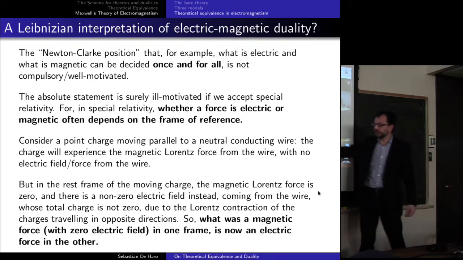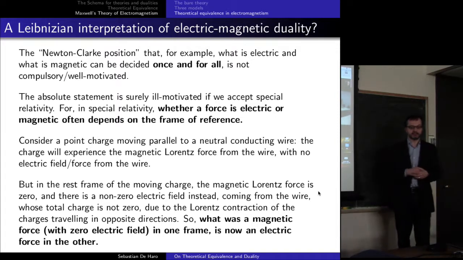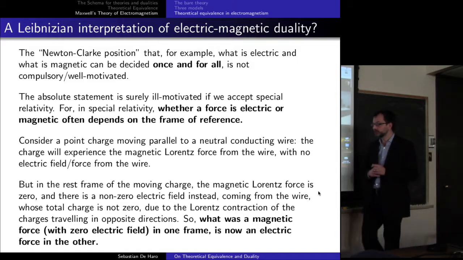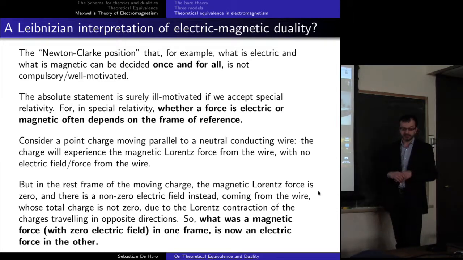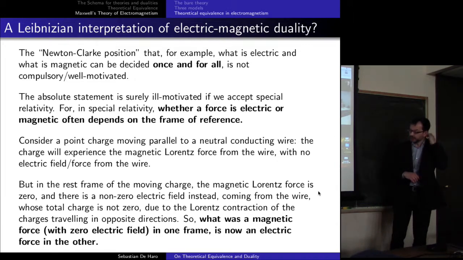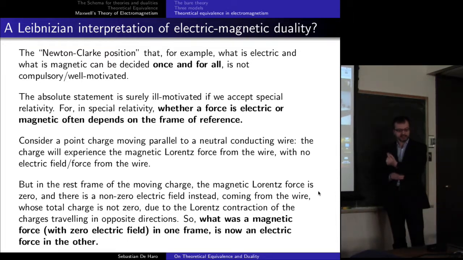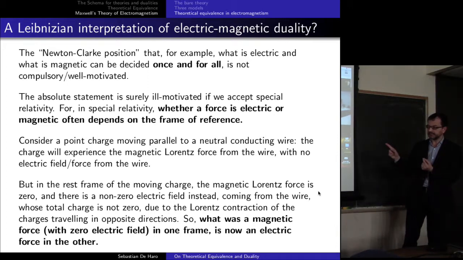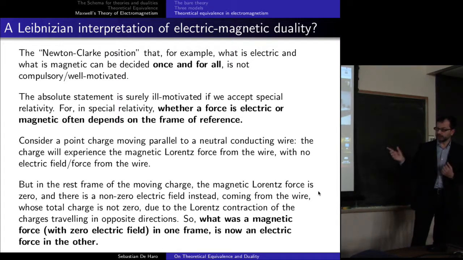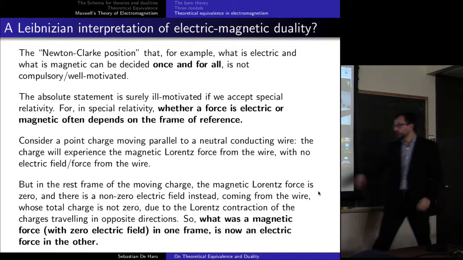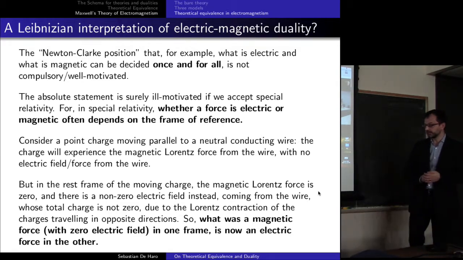Now let's go and sit in the rest frame of the moving charge. Then all of a sudden the charge is at rest, it has no speed, the magnetic force is zero, but there is a non-zero electric field instead, coming from the wire. There was no electric field before because the wire was electrically neutral. Now the wire is charged because of the Lorentz contraction. The currents going left and right get Lorentz contracted in different ways, so you get a net charge on the wire, and that's what causes the electric force. This electric force is the same in magnitude, up to the Lorentz factor, as the Lorentz force. In fact, you can derive the Lorentz force from this electric force in the rest frame of the charge. So what was a magnetic force with zero electric field in one frame is now an electric force in the other.